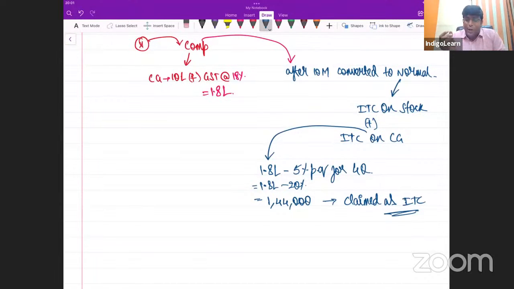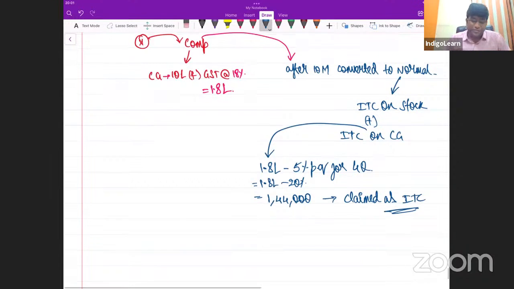Imagine reverse case. You converted from normal to composition. If you convert from normal to composition, then whatever stock is there, on that you have to pay tax to government. So logic you get. When you are converting from composition to normal, whatever stock is there, law is giving you credit. But when you convert from normal to composition, whatever stock is there, on that you have to pay tax to government. Obviously no, sir, because once you enter into composition, you can't take credit. But once you enter from composition to normal, you can claim credits. That's why concept is like this.